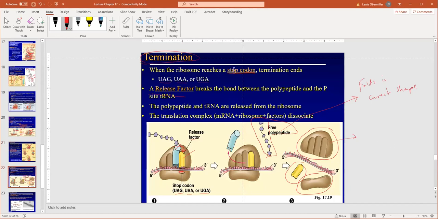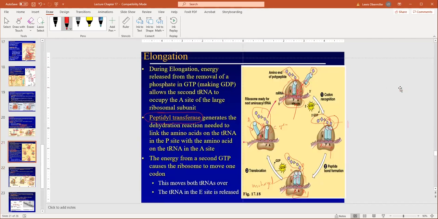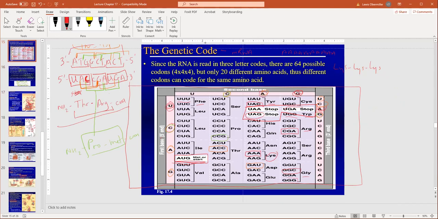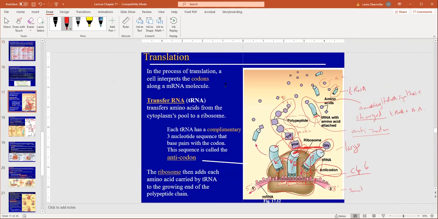Termination is when the stop codon is reached. So stop codons are UAG, UAA, and UGA. In genetics, I would make my students memorize that, but I'm going to give you this code, and it already tells you what the stop codons are right here. So you don't need to memorize those.